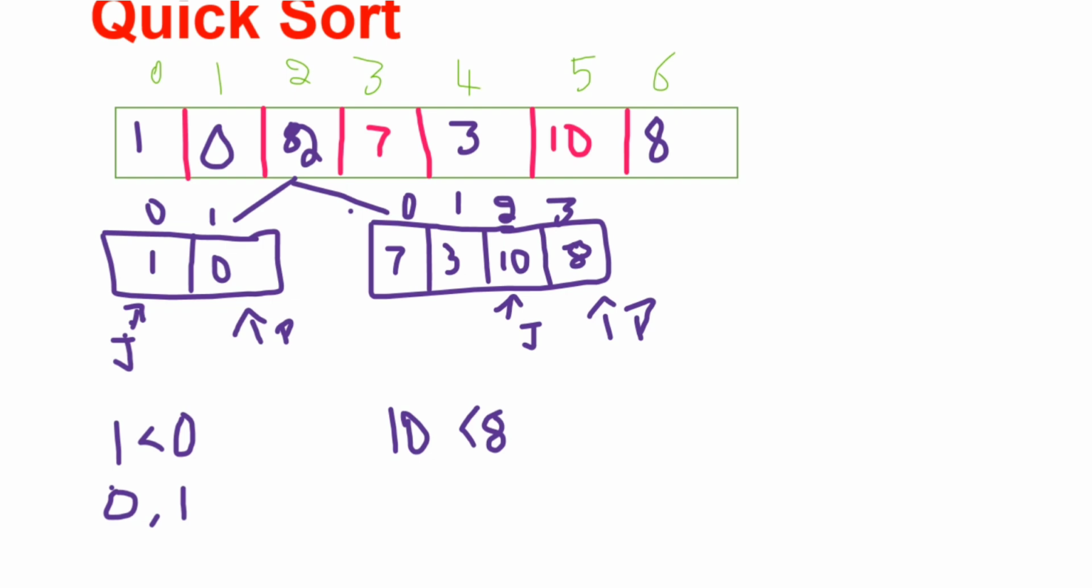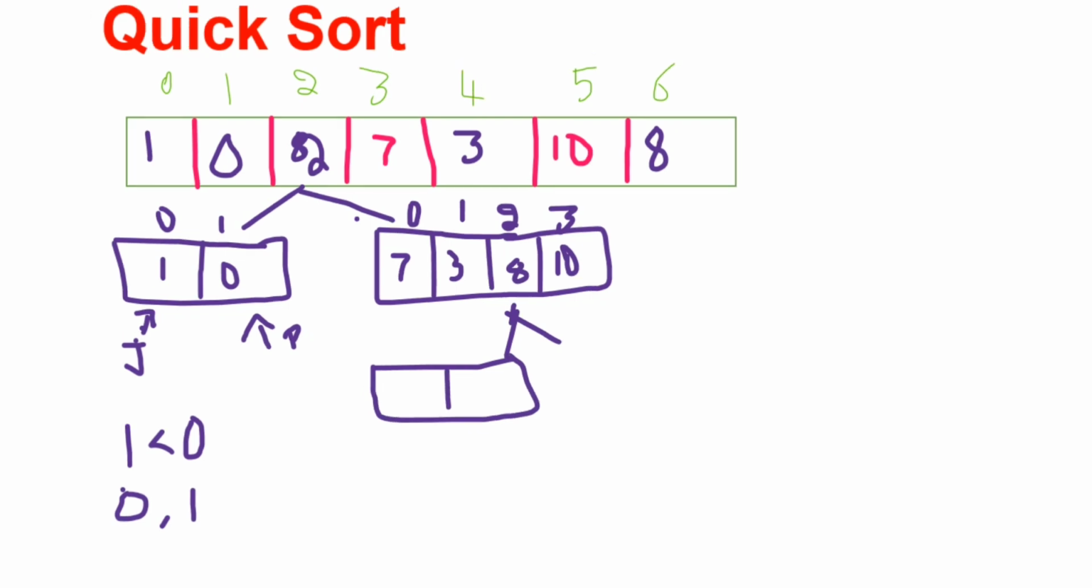We need to place the pivot element in its correct position. Now I is equal to 3, and I plus 1 is the next position, where 10 is. We need to swap 10 and 8. In 10's position we need to put 8, and in the pivot position we need to put 10. So this sorting is completed. 8 is the pivot element, right?